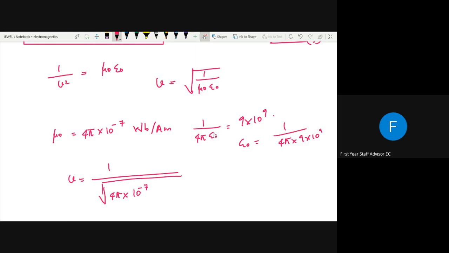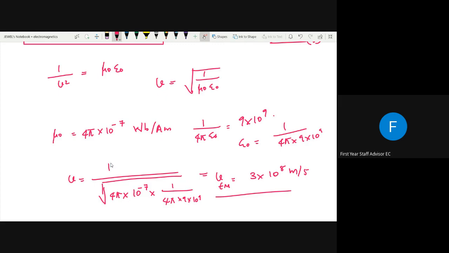Epsilon 0 is given by 1 by 4 pi into 9 into 10 raised to 9. That is, multiply these. So it is given by 4 pi into 10 raised to minus 7 times 1 by 4 pi into 9 into 10 raised to 9. After calculating all these values, that is, after substituting the values of mu 0 and epsilon 0, we will get the velocity of electromagnetic wave through free space or vacuum as 3 into 10 raised to 8 meter per second. So we can say that electromagnetic waves propagate through space with the velocity of light.